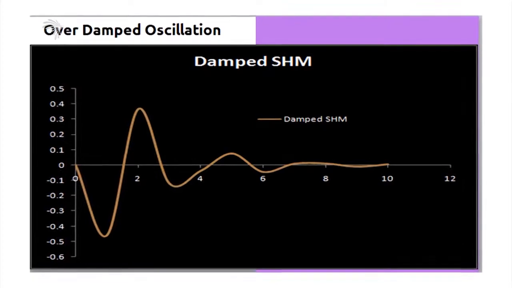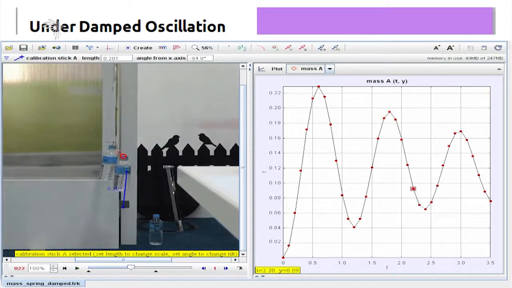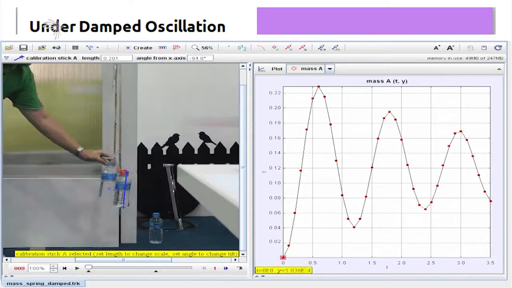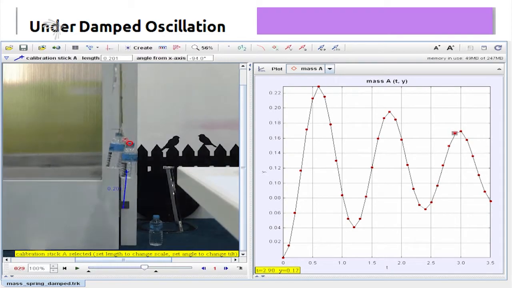And the third kind of damped oscillation is called underdamped or lightly damped oscillation. This is an oscillation in the presence of small damping forces like air resistance. The system oscillates with steadily decreasing amplitude.